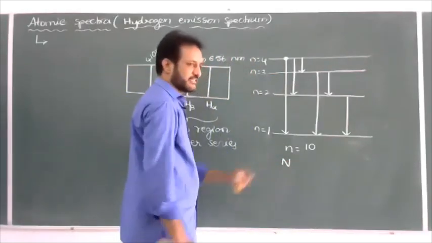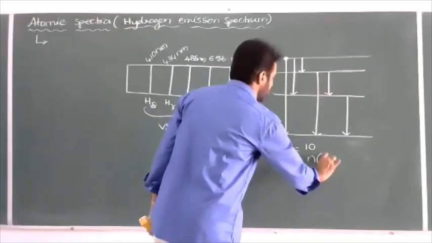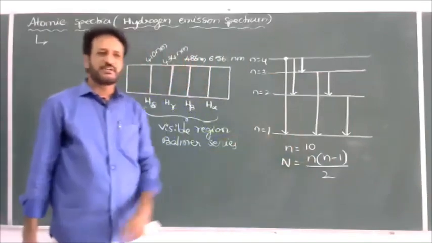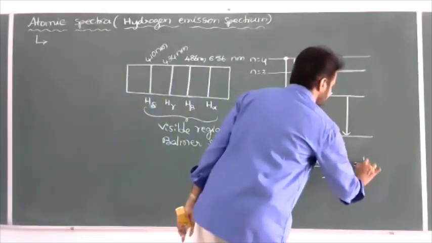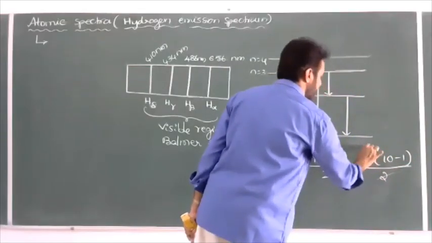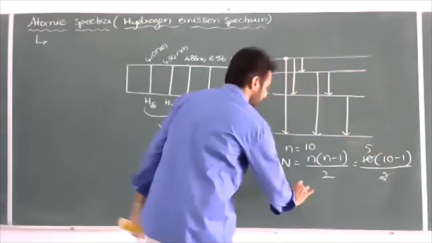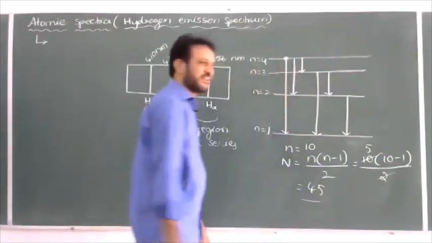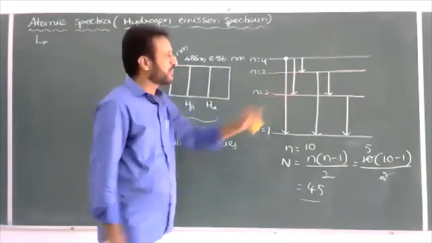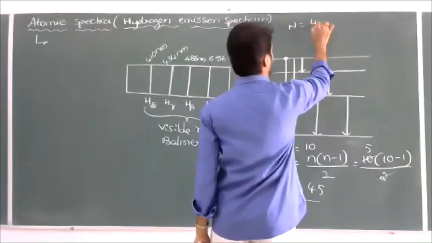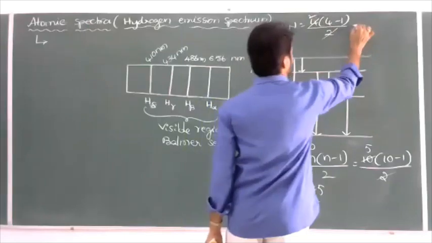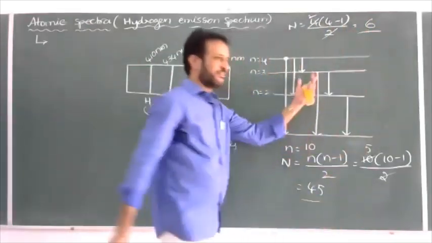Number of spectral lines, N is equal to n into (n minus 1) by 2. You should write this simple formula. In place of n, I will put 10. That is equal to 10 into (10 minus 1) by 2. 2 1s are 2, 5 9s are 45. So 45 spectral lines are possible. Correct. For example, if the fourth orbit is given, now we understand using a diagram. Fourth orbit given, I'll write N is equal to 4 into (4 minus 1) by 2. 2 2s are cancelled, that equals 2 into 3, which is 6. We got 6 spectral lines.